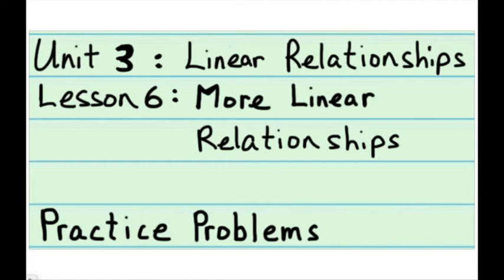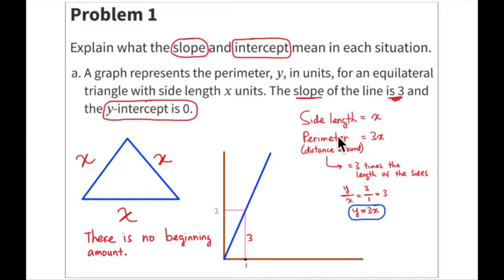This is problem number 1 of the practice problems. In these problems, we're supposed to describe or explain the slope and the intercept for each situation. The first situation is an equilateral triangle. Now, an equilateral triangle is a triangle that has 3 equal sides.